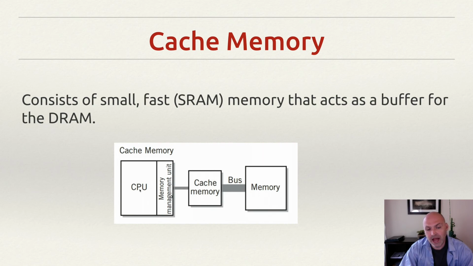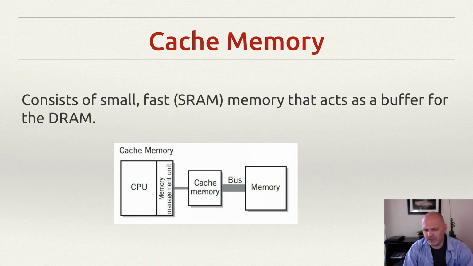When the CPU asks for a particular location in memory to be retrieved, that request goes through the cache memory. The cache memory actually looks first to see, do I have this thing in memory right now? If I do, I'm just going to return it. If I don't, then I'm going to go to RAM, get the thing that I need, and return it.